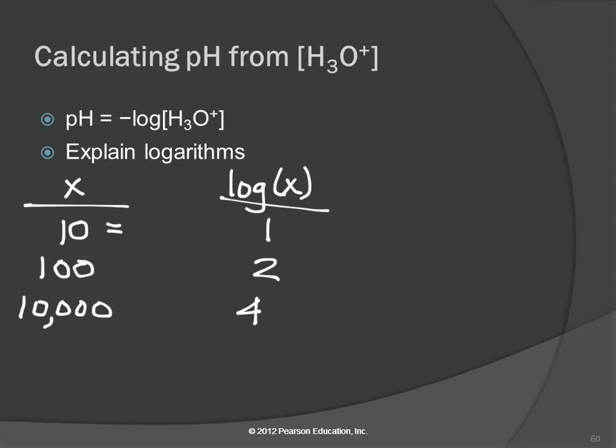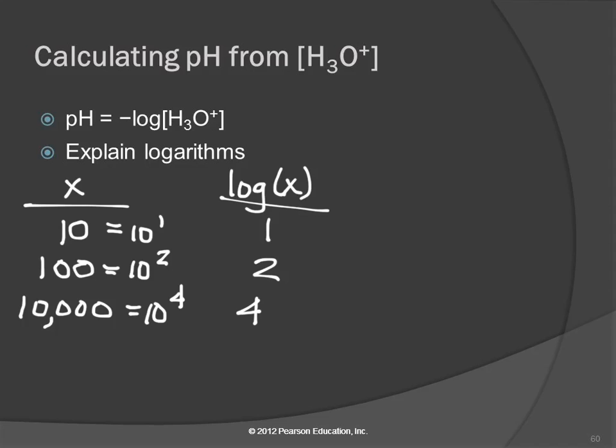10 is 10 to the 1. 100 is 10 to the 2. 10,000 is 10 to the 4. Taking the log of something just asks, what power of 10 is that number? And it's easy to understand when we're dealing with nice round numbers like 100 and 1,000,000 and things like that.